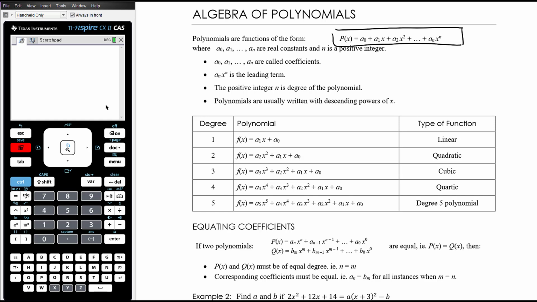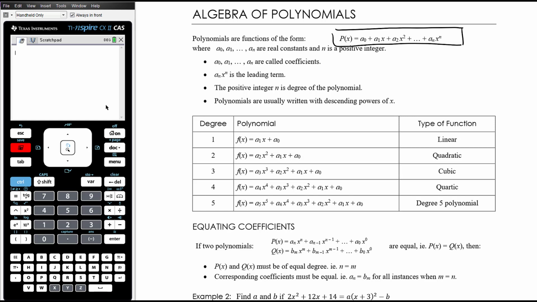Obviously any of those coefficients could be 0, so a cubic, for example, which would be a polynomial where the highest power of x is 3, doesn't have to have the constant term and the x term and the x squared term and the cube term. It could have just 2 or 3 or even just one of those terms, as long as it has an x cubed. So as I said, a0, a1, up to an are the coefficients of each of the terms.